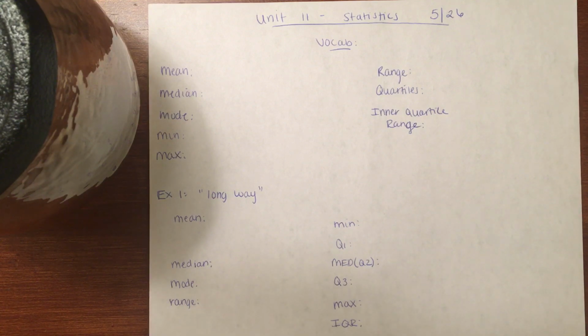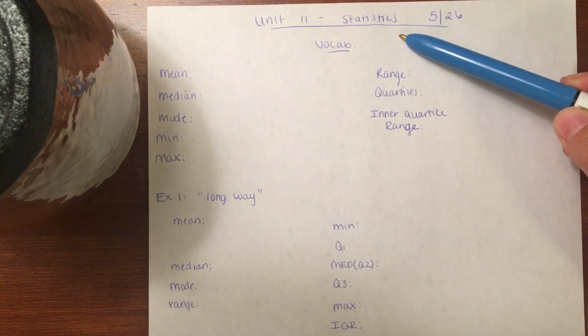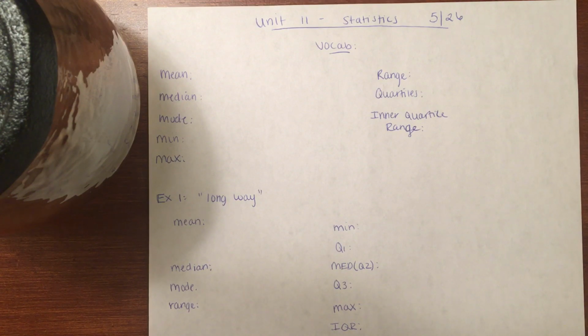We have a couple more weeks left of school, so we are starting Unit 11. It's going to be your statistics unit. This is going to be the last unit. It's broken up typically into two parts. We're just going to do it all in one unit. We're going to call it Unit 11.